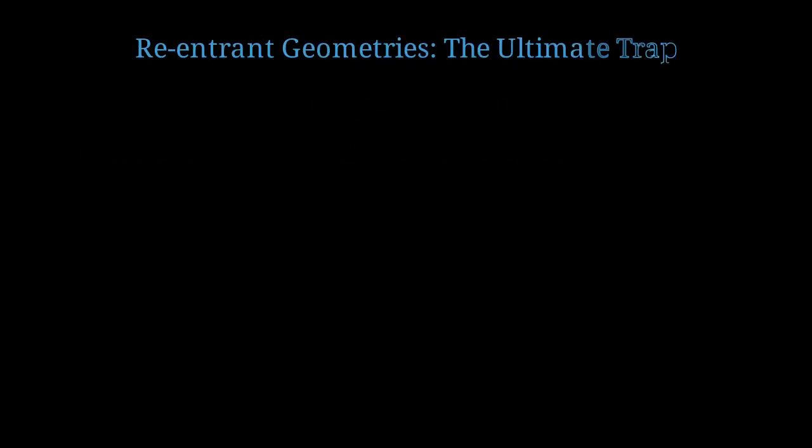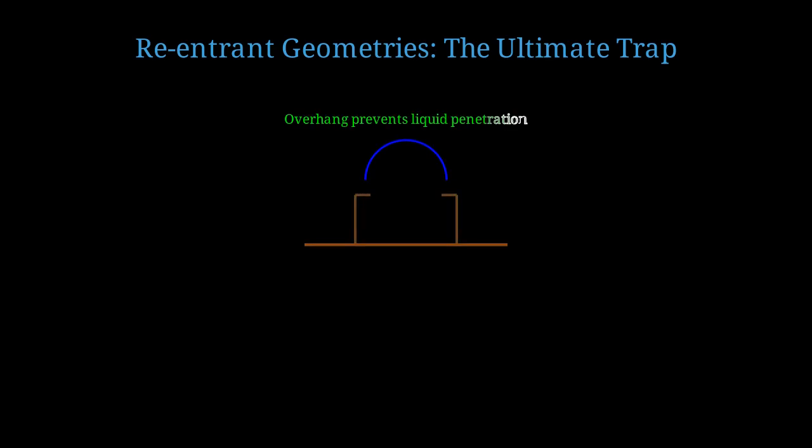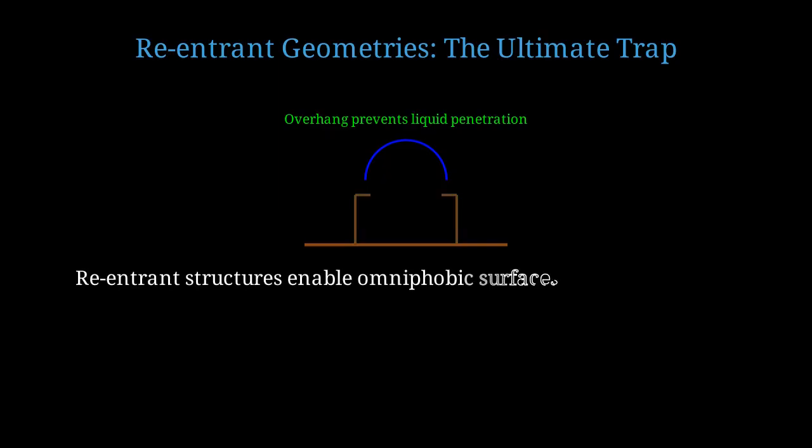Another advanced concept is re-entrant geometries, where the structure overhangs to create a mechanical trap for air. Re-entrant structures have overhangs shaped like mushroom caps or inverse trapezoids. Even if the intrinsic contact angle is less than 90 degrees, the geometry prevents liquid from penetrating downward. Re-entrant structures are key to omniphobic surfaces that repel not just water, but also oils and other low-surface tension liquids.